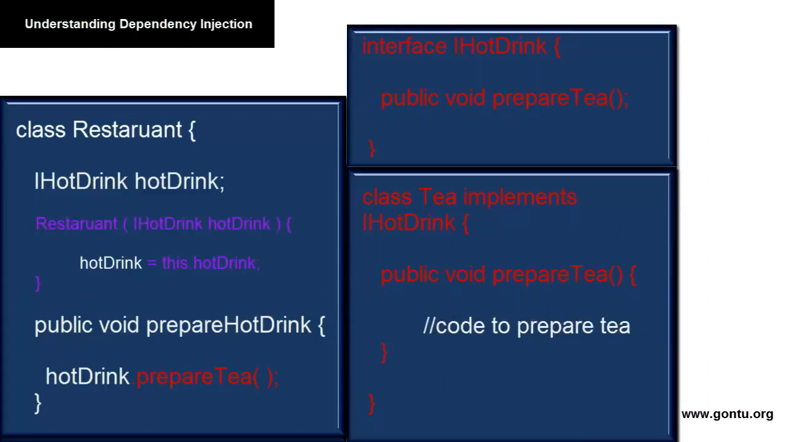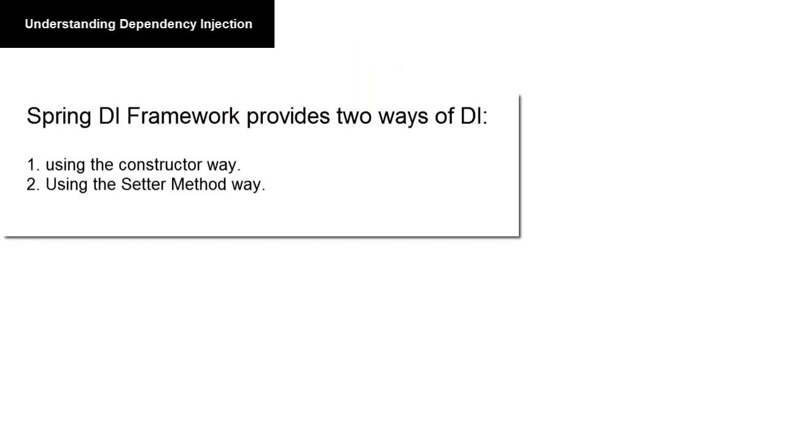So you have made all the design changes. Now you simply instruct this third-party program which supports DI that at runtime, when the restaurant object is created, it should create and inject the tea object into the restaurant class through the constructor argument. If you're using Spring Framework, this instruction you provide in a configuration file provided by Spring. And if you're using some other third-party program, you provide the instruction the way that program accepts it. That's all about dependency injection. Spring Framework provides two ways of dependency injection, the constructor way and the setter method way.